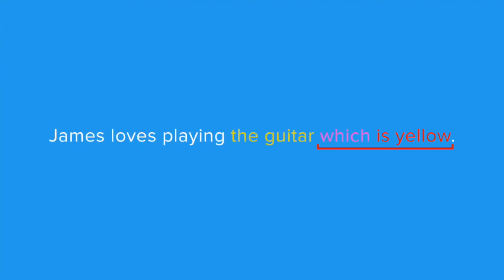James loves playing the guitar, which is yellow. Again, notice that our relative clause wouldn't make sense if the rest of the sentence was removed. It also starts with the relative pronoun which.